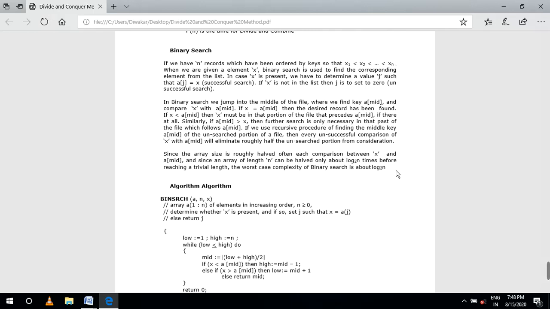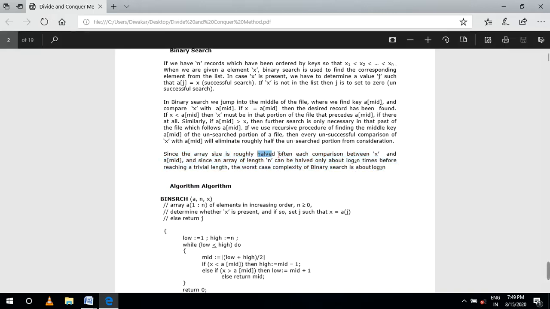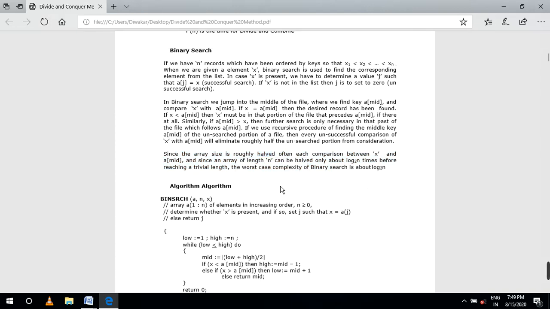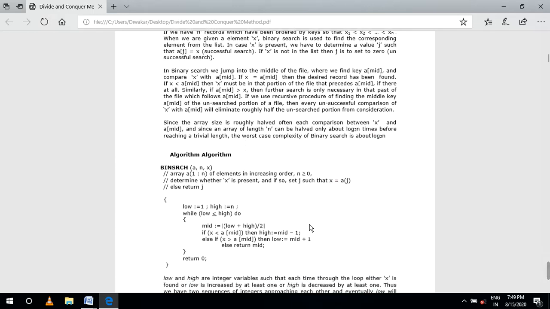In binary search, at each level the array size is roughly halved after each comparison. You declare your divide option based on the search, and based on the search you determine a particular position. This is a very important algorithm.